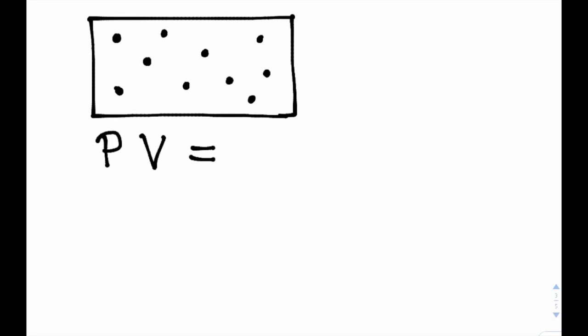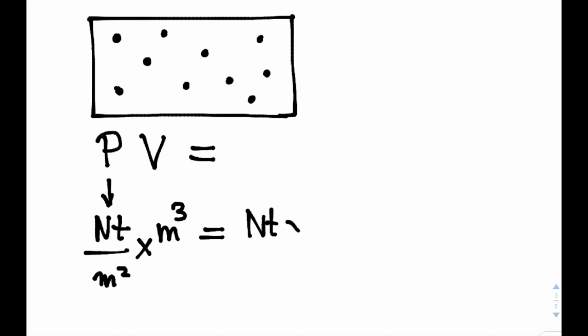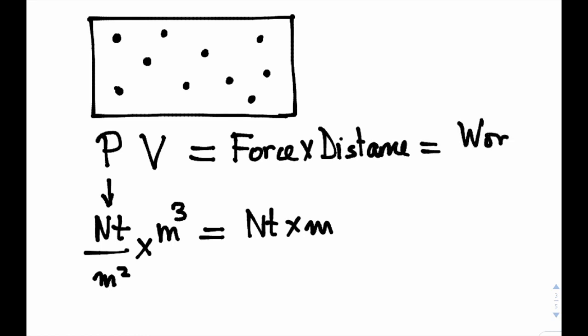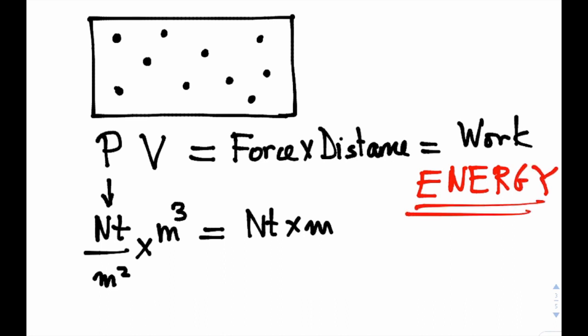So first of all, pressure is force per unit area. So in the MKS system, this will have the units of Newton per meter square. And obviously, the unit of volume will be meter cube. So this product will be Newton times meter. This is interesting because Newton is force, meter is distance. So what I'm really saying is that PV is equal to force times distance, which is really equal to work, which is also known as energy. So, pressure times volume is referring to the energy of the molecules confined in this box.